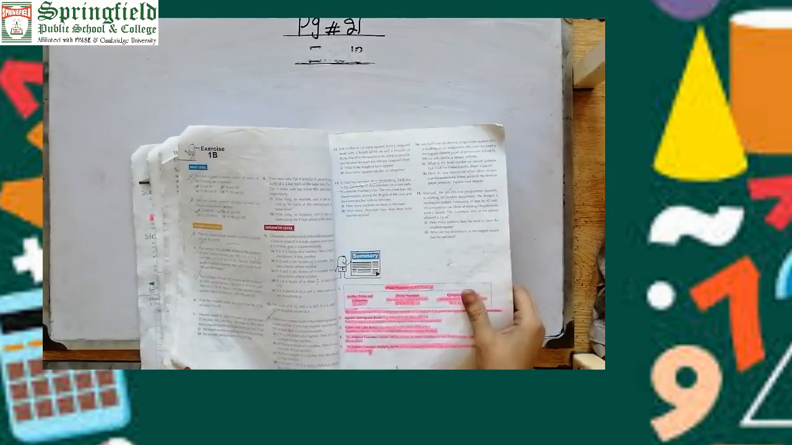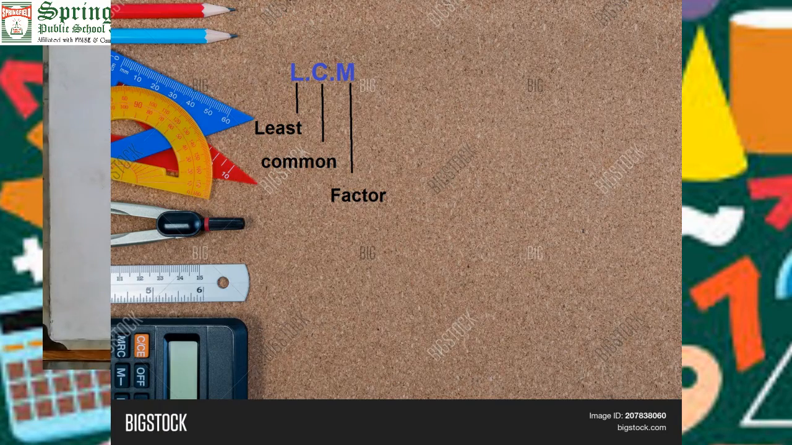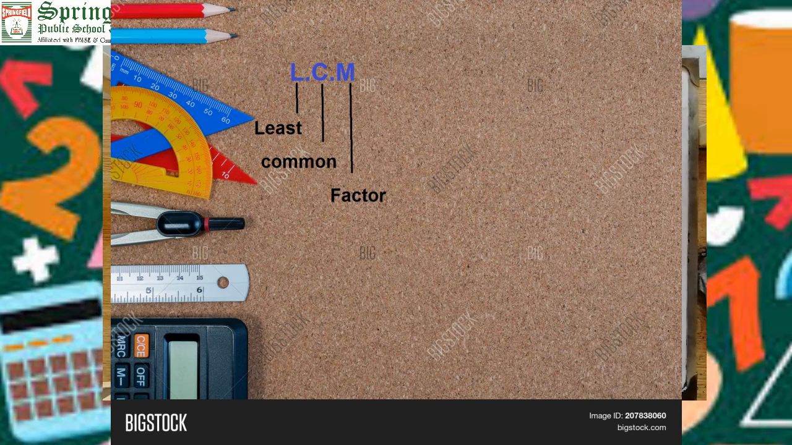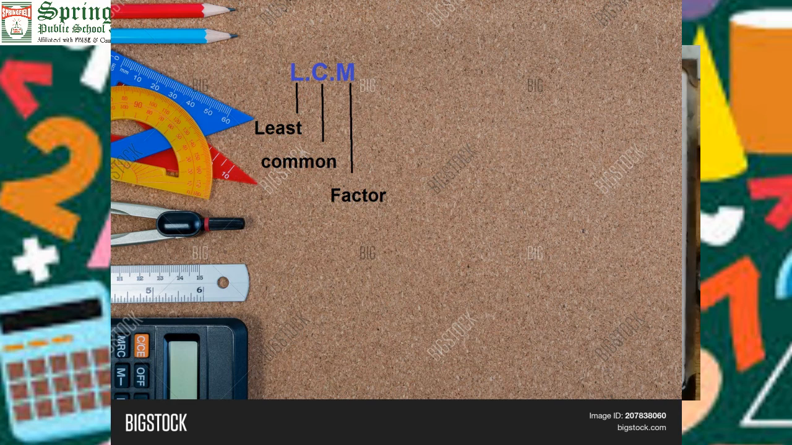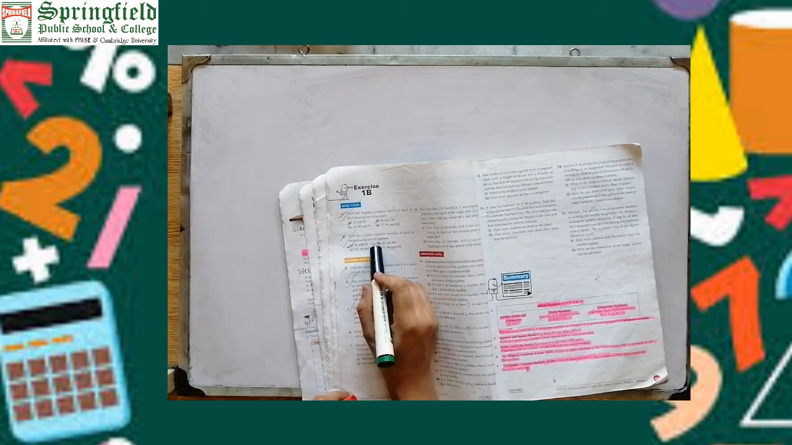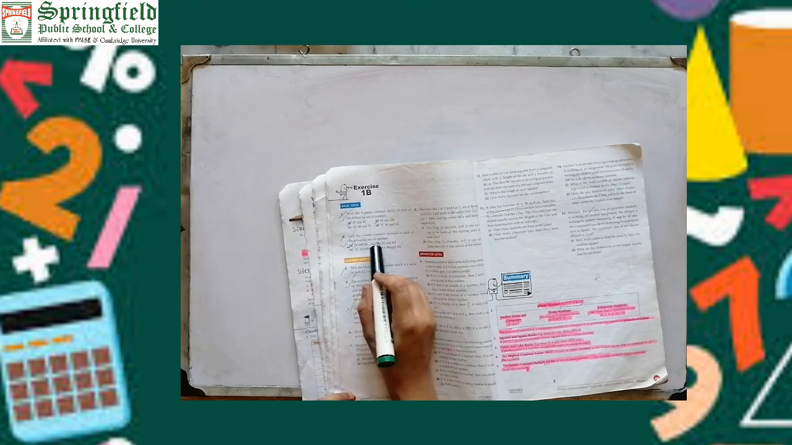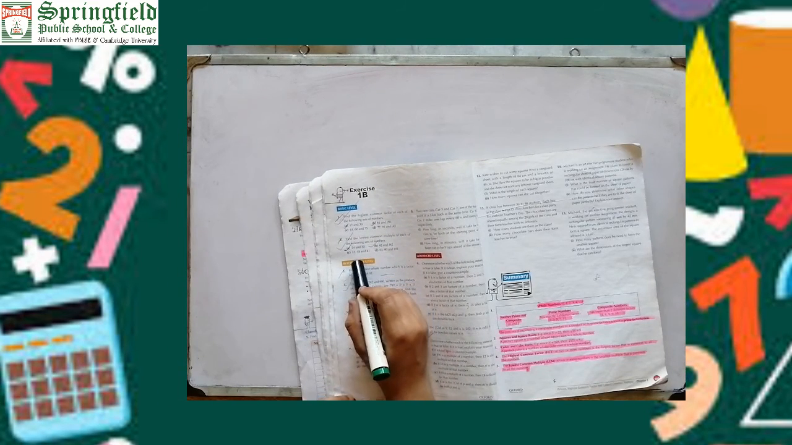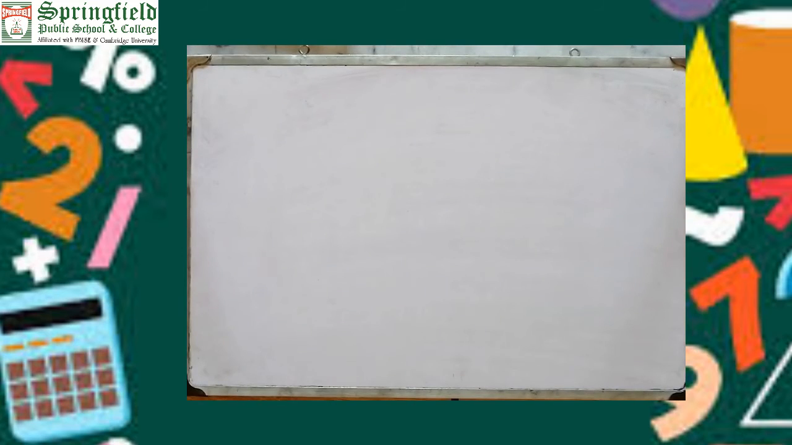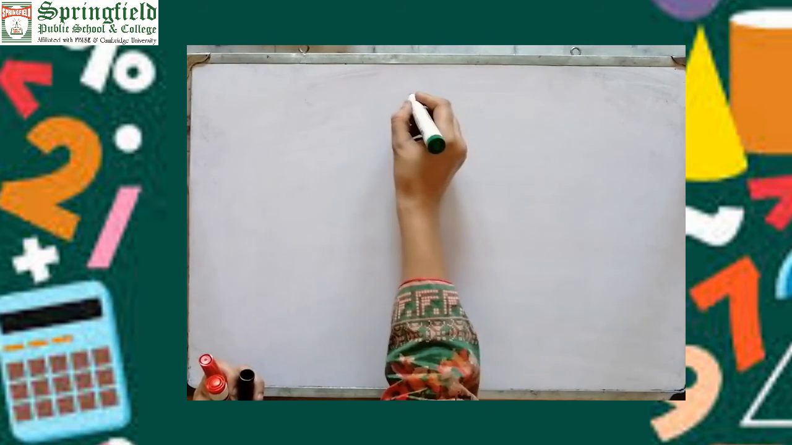Now come on the question number 2. And the second question is find the lowest common multiple of each of the following sets. It means they are asking about the least common multiple, LCM. So I will do C part.